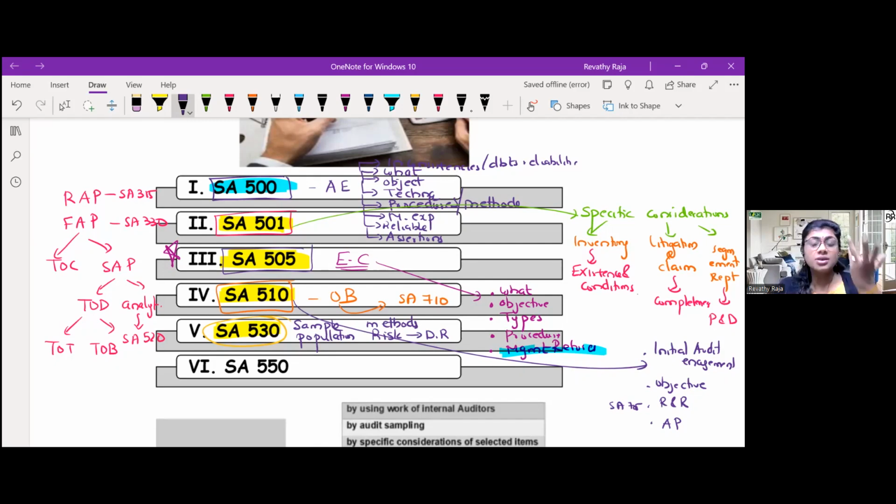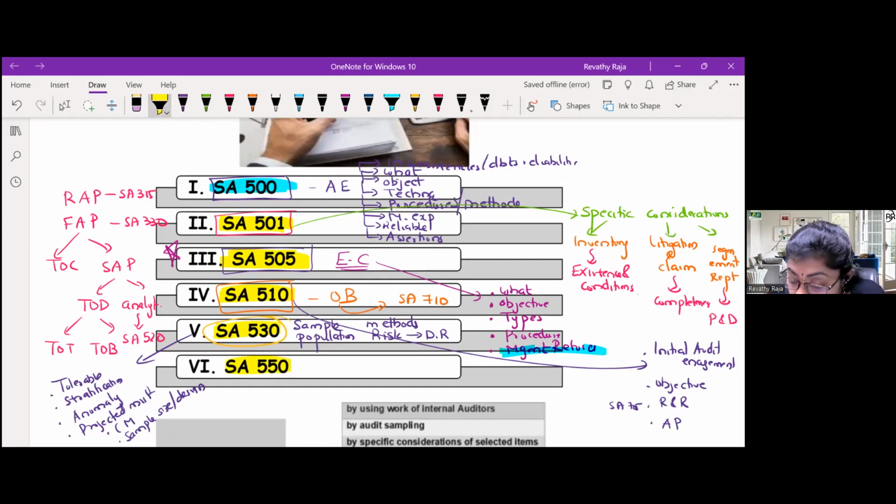Then there are certain terms like tolerable misstatement, stratification, anomaly, then projected misstatement, common misstatement, all those. Here more terms are there, like sample design, sample size. 530 is audit sampling, a relatively big standard.